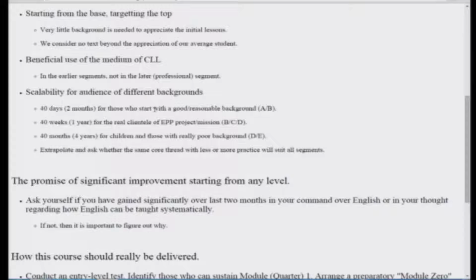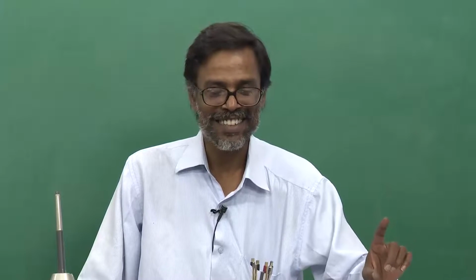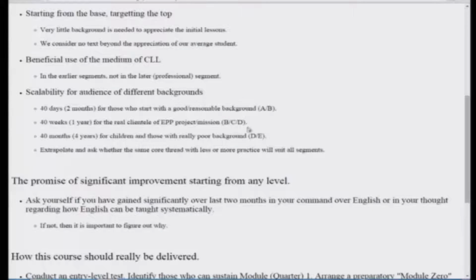This same material with enough practice in between should be all right for a 40 weeks course or say 1 year course for those people who are the real clientele of EPP. Okay. They in our scale fall in the category of B, C and D. Okay. If they go through the standard test of English as a functional language conducted by us, then those who fall in this category are the people for whom this course is important.